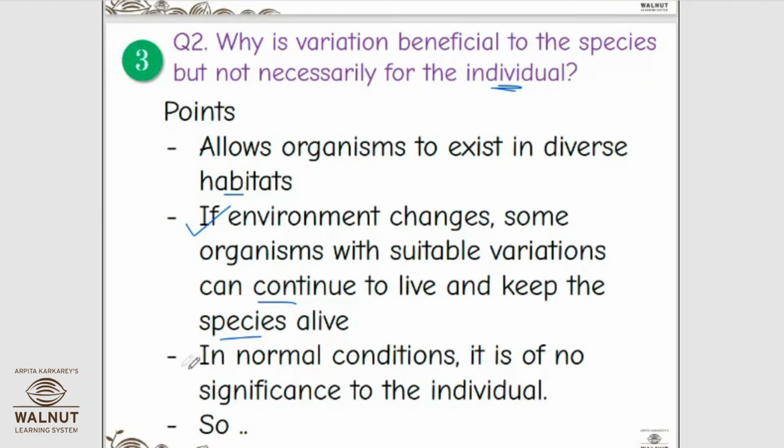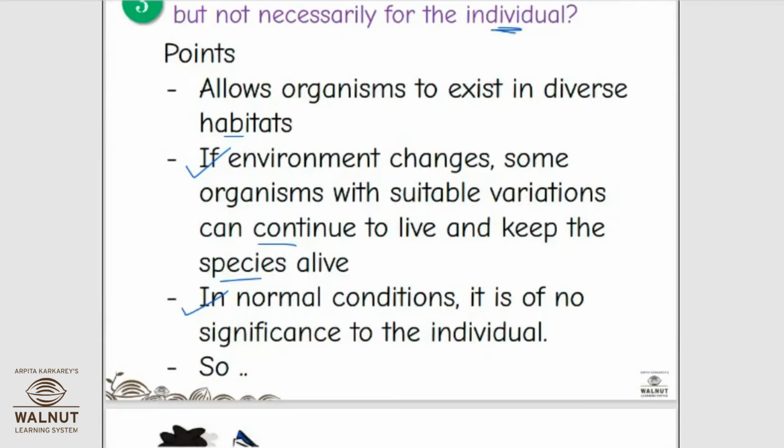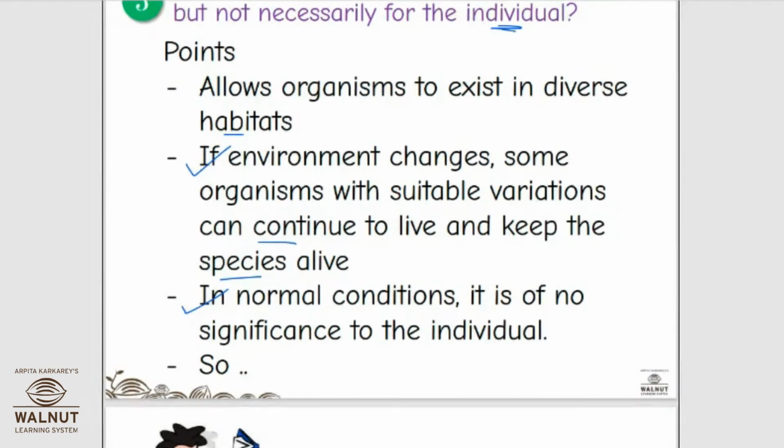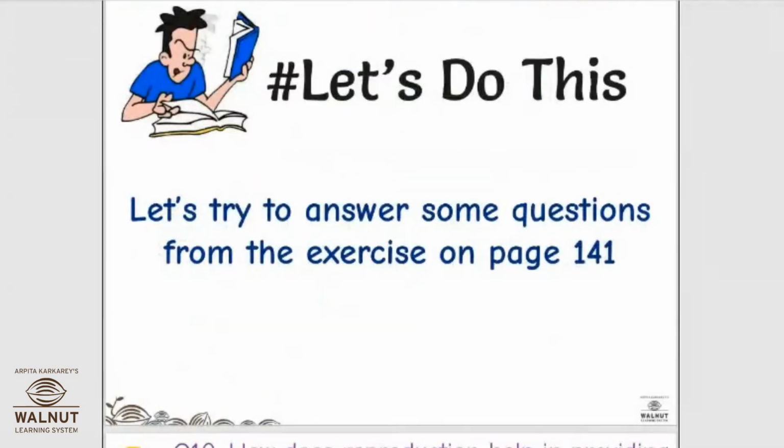Yes. Then in normal conditions, it is of no significance to the individual. If there is no variation for the individual, it is of no use. So you can describe it, you can explain it in your own words. Don't just write the same points.